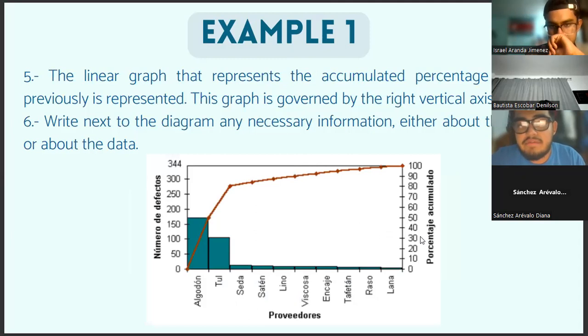So the line graph that represents the accumulated percentage calculated previously is drawn. This graph is governed by the right vertical axis. Next, we have to write on the diagram any necessary information about the diagram. The bars corresponding to each factor are plotted. The height of each bar represents its magnitude through the left vertical axis. Next.